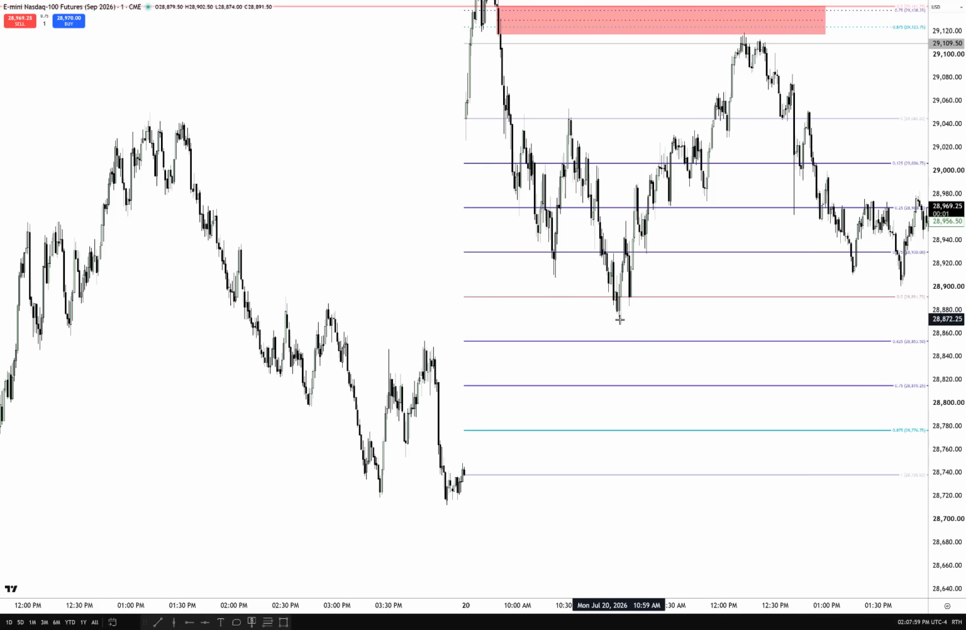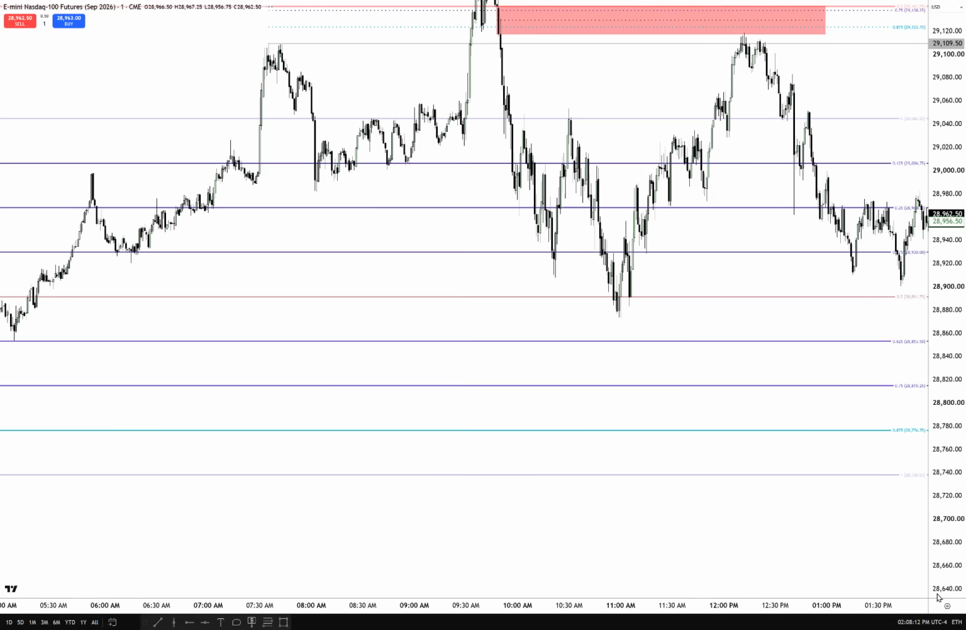It didn't get there by 10 o'clock. The first time it reached it was 10:55. That's okay. Then we traded all the way back up, touched the gap, that will go back into the electronic trading hours.